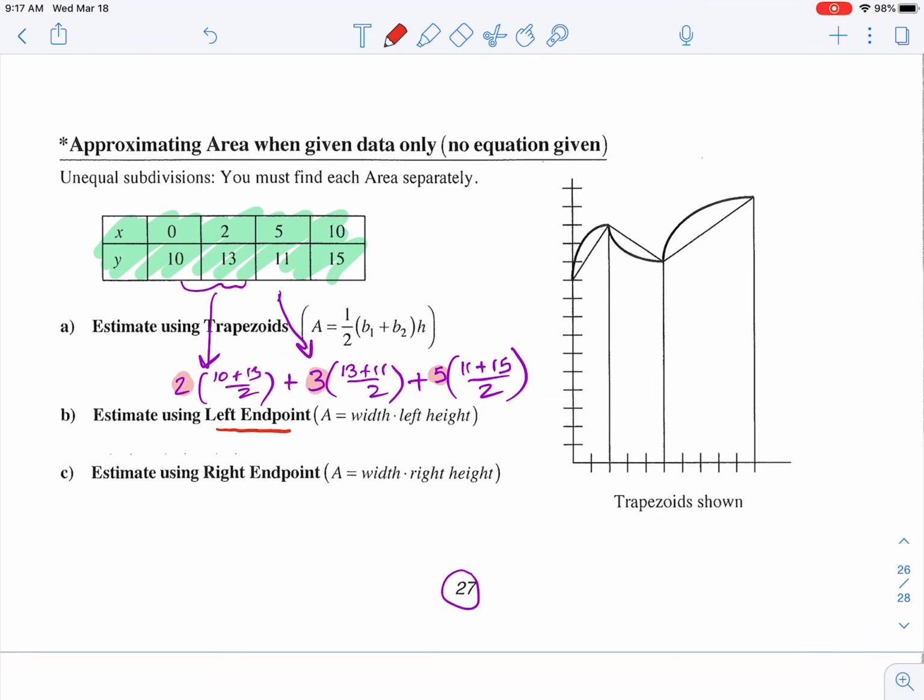If we're doing left endpoint, I'll change colors here. Then what that would do is make a rectangle here, here, and then here. And we would find the sum of those rectangles, so that would be the same width for each subinterval, but then I would use 10. Then for the next one, I would use 13. Oops, putting this in the wrong spot. And then for the next one, I would use 11. So let me move that.